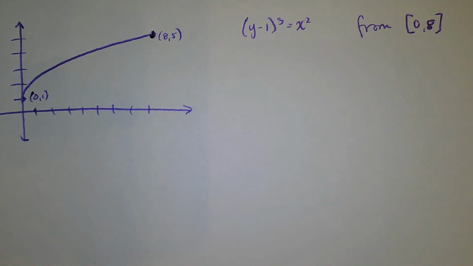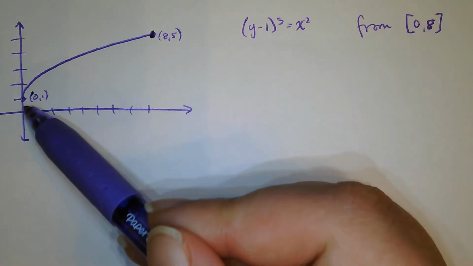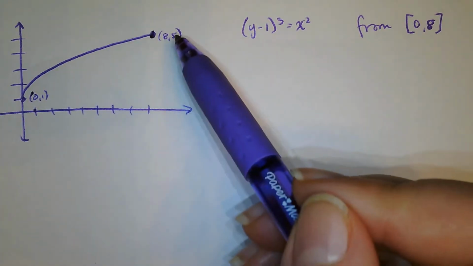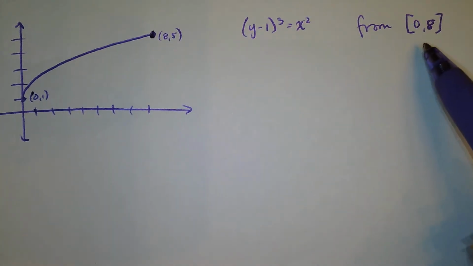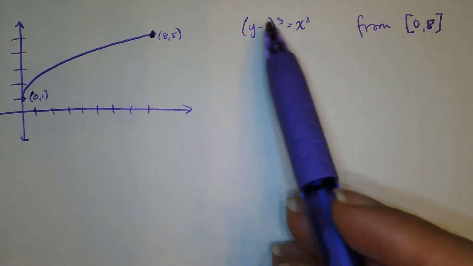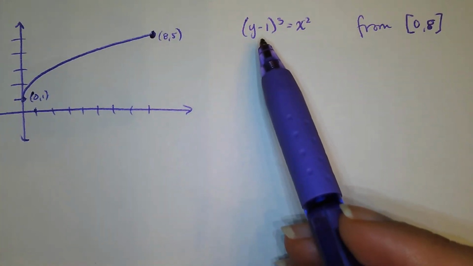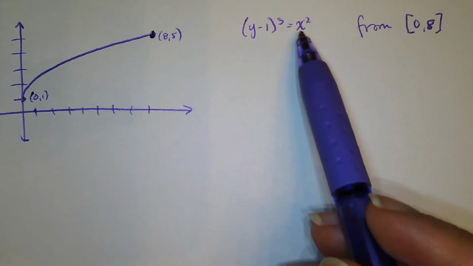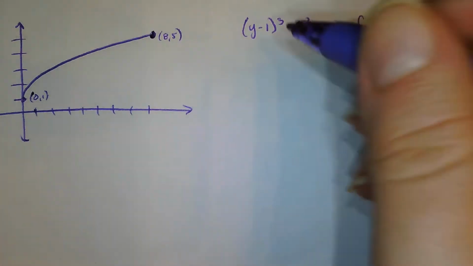Okay, here's another example of arc length. So here's our equation, and it's going from (0, 1) to (8, 5), and we want to find the length on the interval 0 to 8. This could actually be done because we could solve this for x or we could solve this for y.